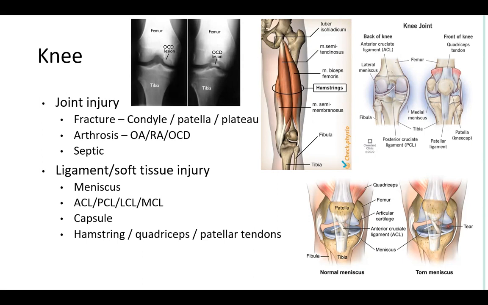ACL has some feeding vessel with it. So if it's torn, there will be a lot of hemarthrosis. So they will have immediate swelling, unlike other intra-articular injuries. Meniscal injury doesn't, because there's some part of the meniscus that doesn't have direct arterial supply. So it doesn't have that much bleeding like an ACL.